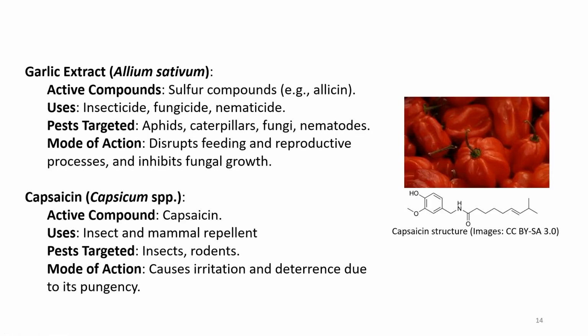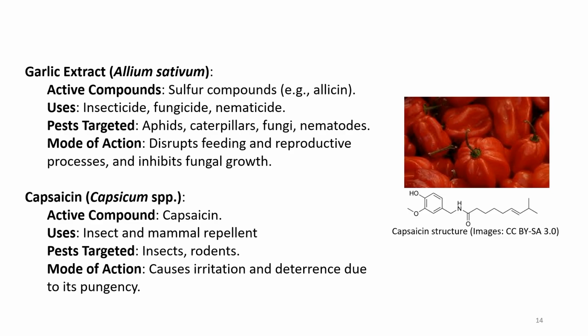And then we have garlic extract, which has sulfur compounds like allicin, and these are fungicidal and nematicidal. And then it can target aphids, caterpillars, fungi and nematodes. They basically disrupt feeding and reproductive processes and inhibit fungal growth.